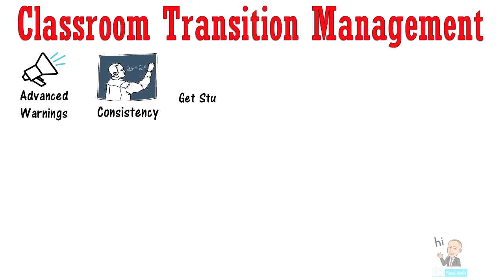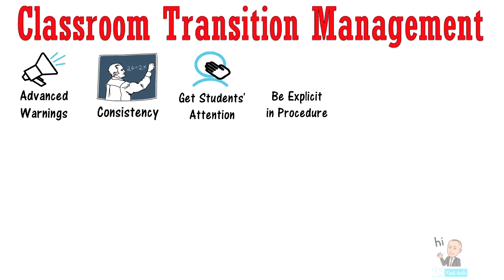Being able to get the students' attention is essential for unexpected transitions. Younger teachers use strategies like turning the lights on and off or clapping back and forth with the students. Educators must be explicit when explaining the classroom transition procedures. Let students know what to do step by step, such as row 1 stand up.